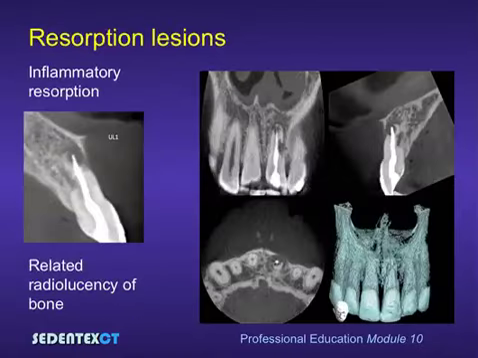Let's move on to think about resorptive lesions, a common form of which is inflammatory resorption. Here we see an example of inflammatory resorption on a root-filled tooth. This tooth had been traumatized quite severely in the past, had become non-vital and had undergone endodontic treatment. You can see on the various scan sections here patchy resorption of the external surface of the root. With inflammatory resorption such as this, there is usually some related radiolucency of the bone.